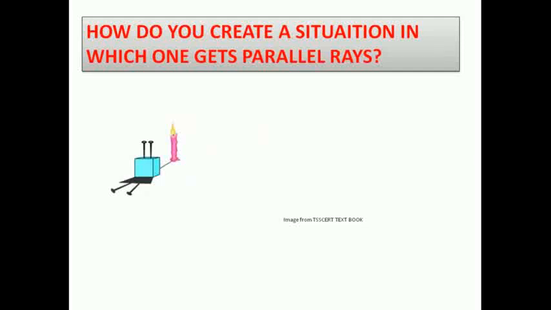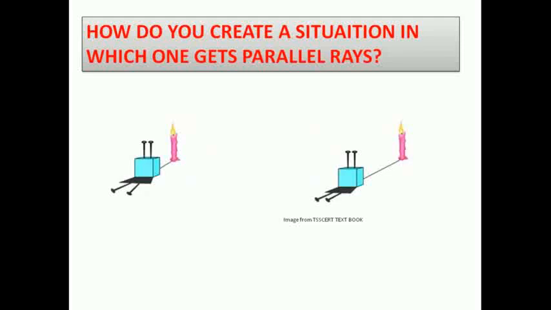Now whenever the candle is near to the object, you can see the image appears to be diverging. The nails appear to be diverging from each other. Now try to move the candle away from the object. Now try to observe the image of the nails. Now you will see that the nails appear to be parallel to each other. The image of the nails appears to be parallel to each other, and the intensity of the light also decreases.